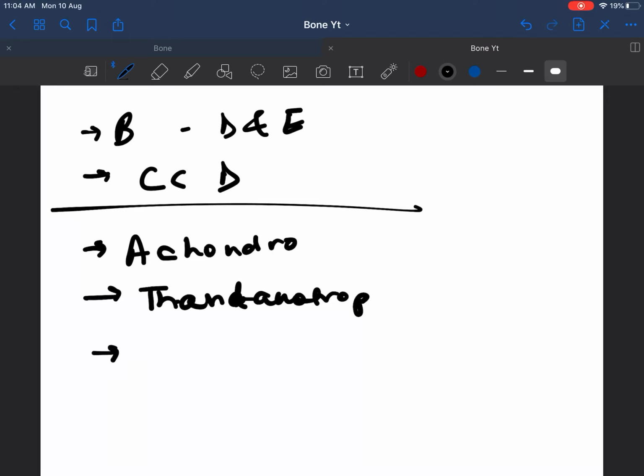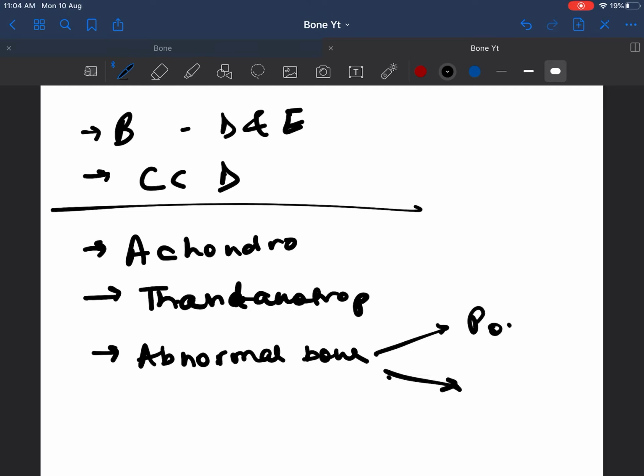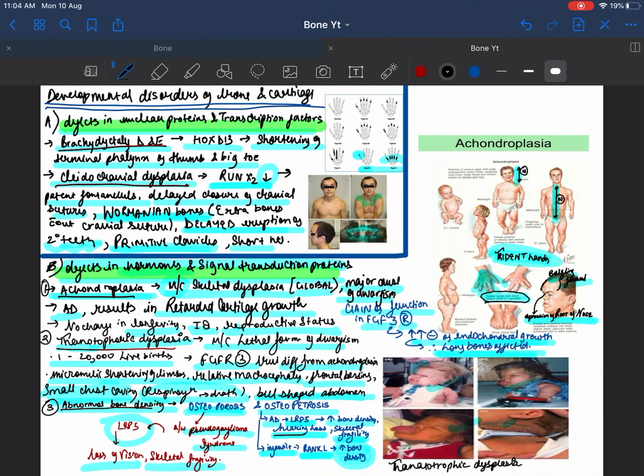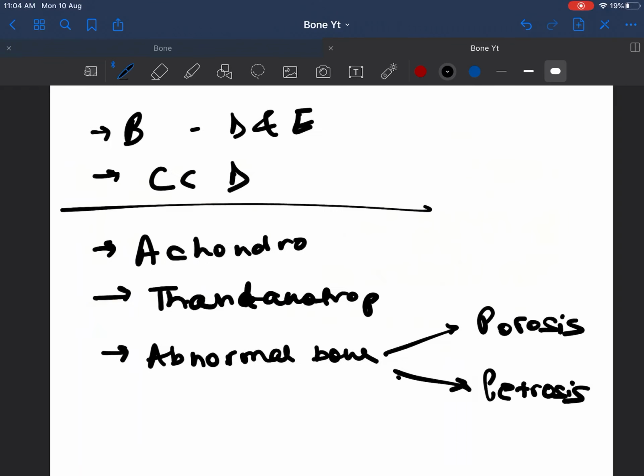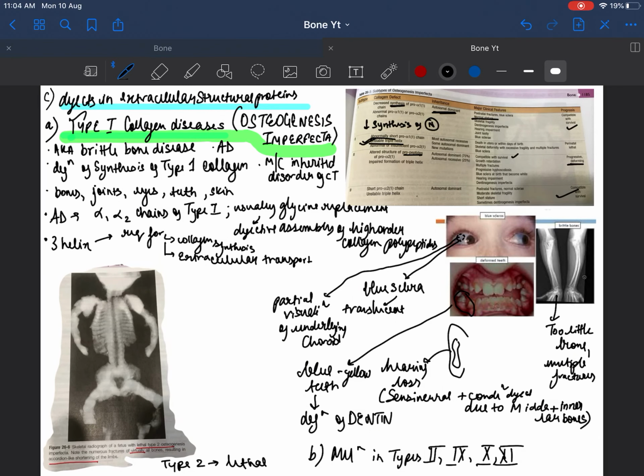And we also discussed some of the abnormal bone defects, which include osteoporosis and osteopetrosis. So the problems were actually in the nuclear proteins and the transcription factors, or the hormones and the signal transduction proteins. So now coming to the next topic, we can have defects in the extracellular structural proteins also.